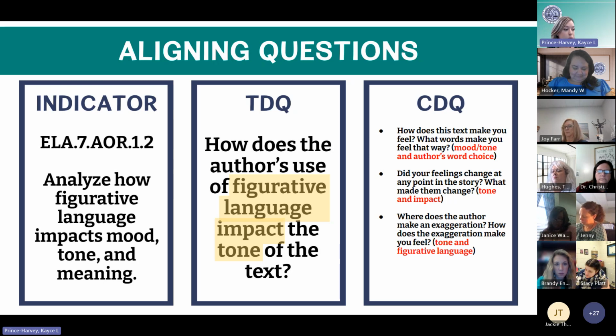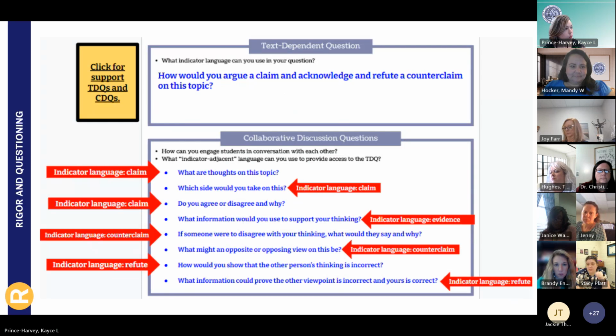Then where does the author make an exaggeration? How does that exaggeration make you feel? Again, hitting tone and figurative language. So let's look at that through the lens of the sub-indicator that I previously chose. So a text-dependent question might be, how would you argue a claim and acknowledge and refute a counterclaim on this topic? Right? That's going to be that indicator-specific language.